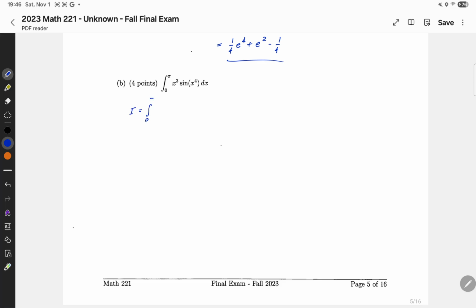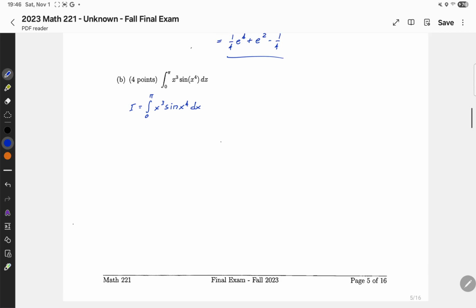from 0 to pi of x cubed sine x to the 4th dx. So the way we're going to want to do this is with u sub, because we have this kind of ugly term within our sine. So let's go u is equal to x to the 4th, and then we have du is equal to 4x cubed dx. And to get this 4x cubed, we're going to have to multiply by 4. And the only way we're going to be able to do this is if we also multiply by a 1/4 out front.